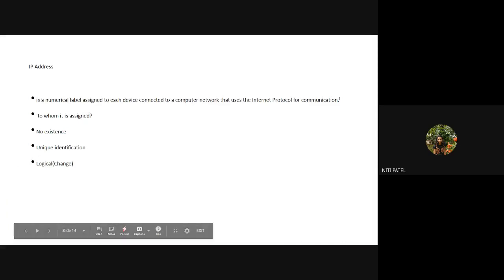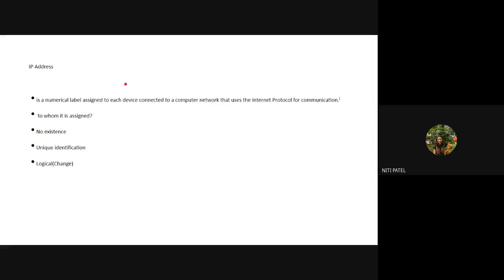Okay, next we will see what is IP address. Now what is IP address? Internet protocol addressing. It is a numerical label that is assigned to each and every device which is connected on the network. So let it be any machine, whichever machine comes on the network.